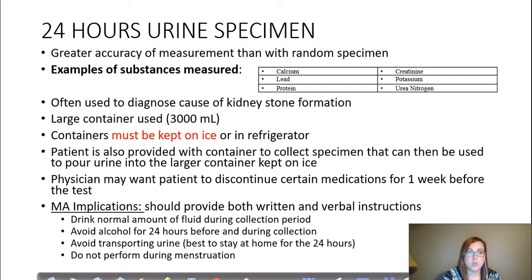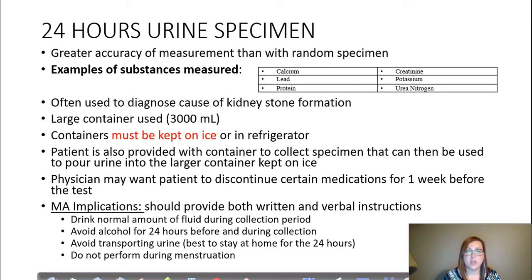The patient is also provided with a container to collect their specimen that can be used to pour the urine into a larger container. So a male might use a urinal. A female we might give a hat to. A hat is just something that sits into the stool, and the female can void into that container and then dump it into the larger container.